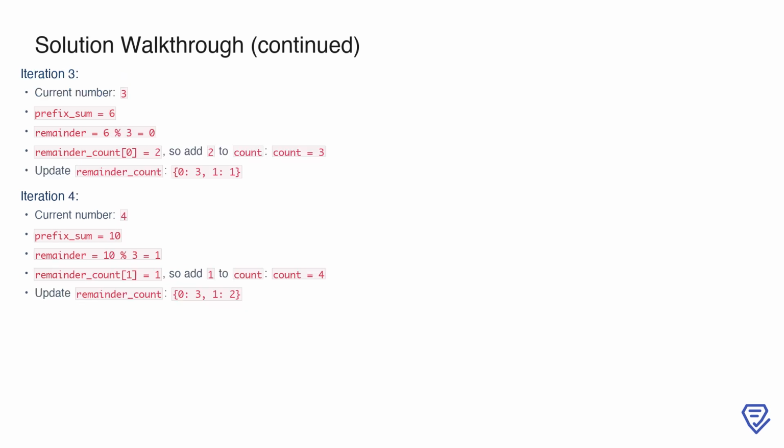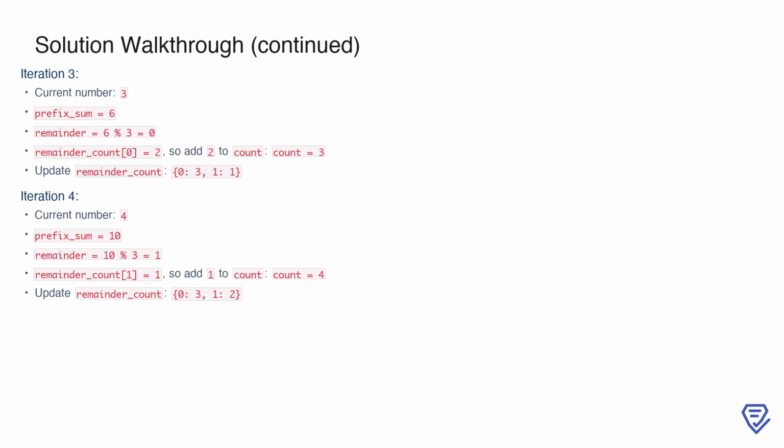Next, for the third number, 3, prefix_sum updates to 6. The remainder when 6 is divided by 3 is 0. Remainder_count indicates that this remainder has occurred twice before, meaning there are two subarrays ending here with a sum divisible by 3. Adding 2 to count brings it to 3, and remainder_count is updated to 0, 3, 1, 1.